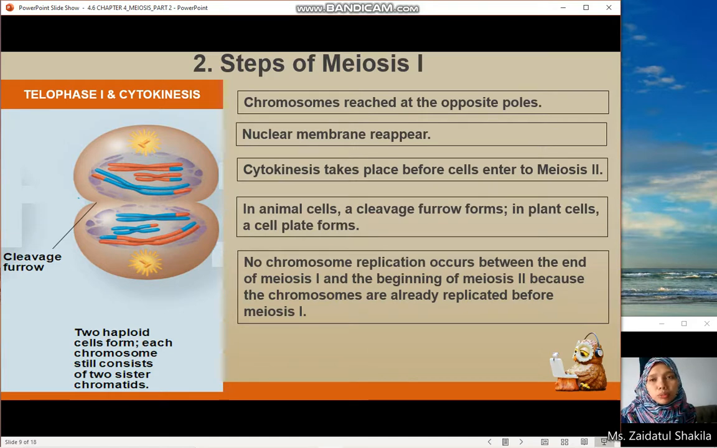No chromosome replication occurs between the end of meiosis 1 and the beginning of meiosis 2, because chromosomes already replicated before meiosis 1 in interphase. So in meiosis 1, the two haploid daughter cells form and each chromosome still consists of sister chromatids, whereby they are still attached by the centromere.